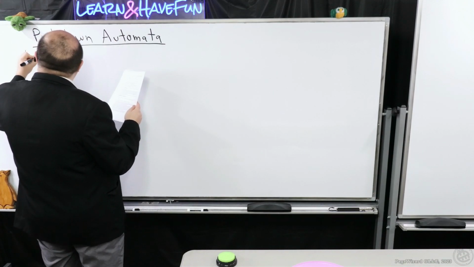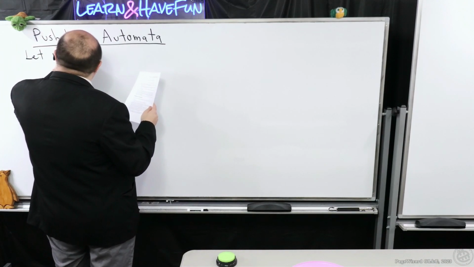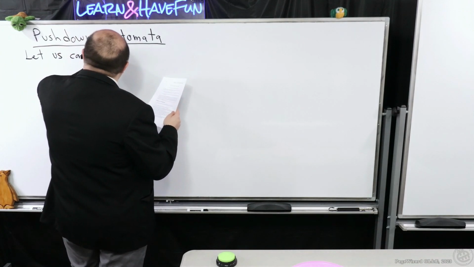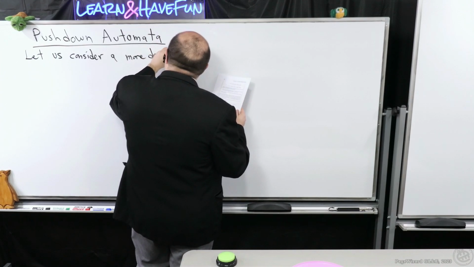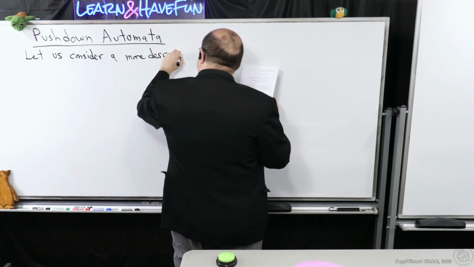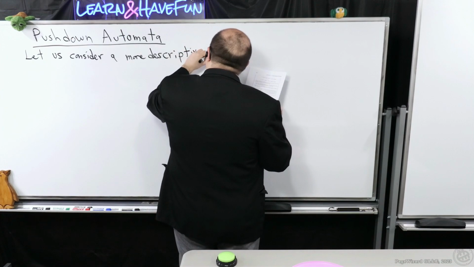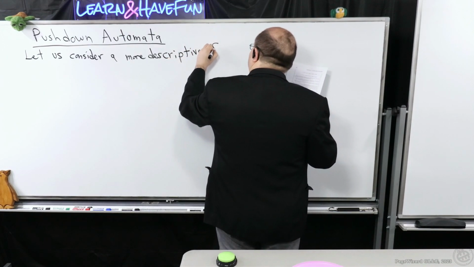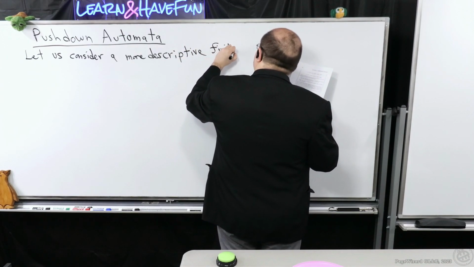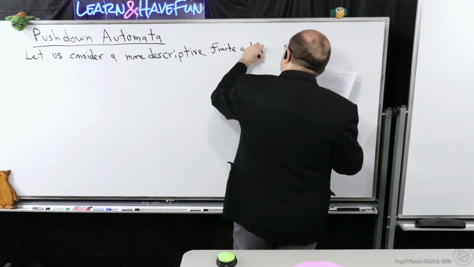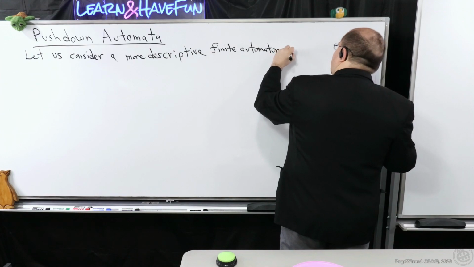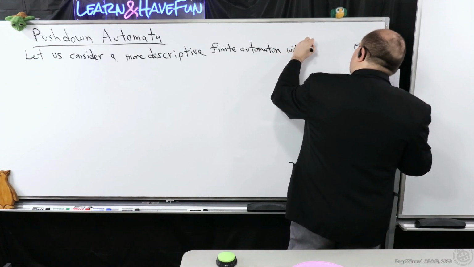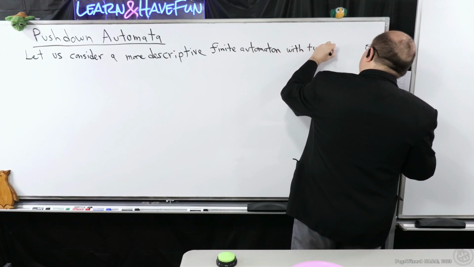So what we're going to do is consider a more descriptive, meaning that it's able to describe more languages. That's a little bit of a spoiler. More descriptive finite automaton with two main ideas.